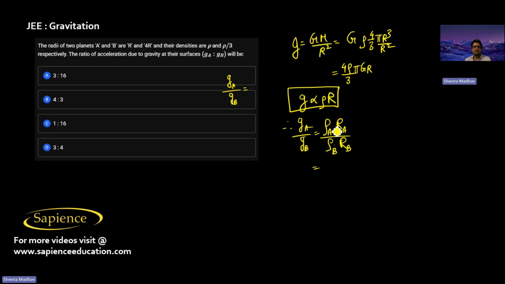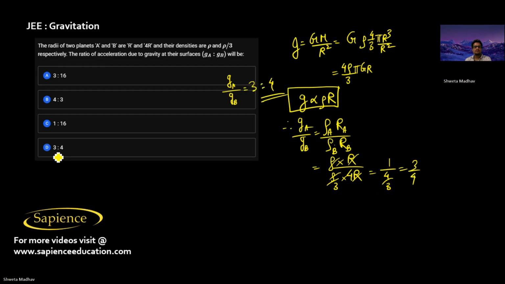The density of A is rho, and the radius of A is R. The density of B is rho by 3, and the radius of B is 4R. R will cancel, rho will cancel, so that is 1 by 4 by 3, which is equal to 3 by 4. So the required ratio is 3:4. Option D is the correct answer.